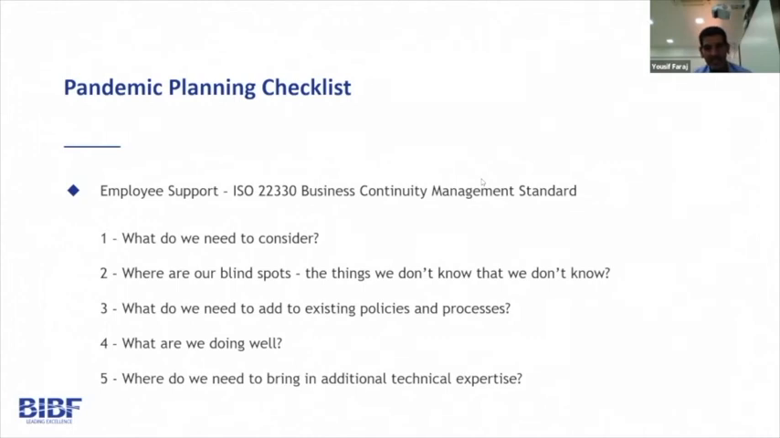Okay, the employee support according to ISO 22301, they stated that to ensure that you will support your employees, there is a specific standard that you need to follow. Number one, you need to ask, what do we need to consider during this pandemic? Do you think we should consider the critical activities or all the activities? Do you think we need to consider all the employees or only key employees? Also, where are our blind spots? For example, the things we don't know that we don't know.